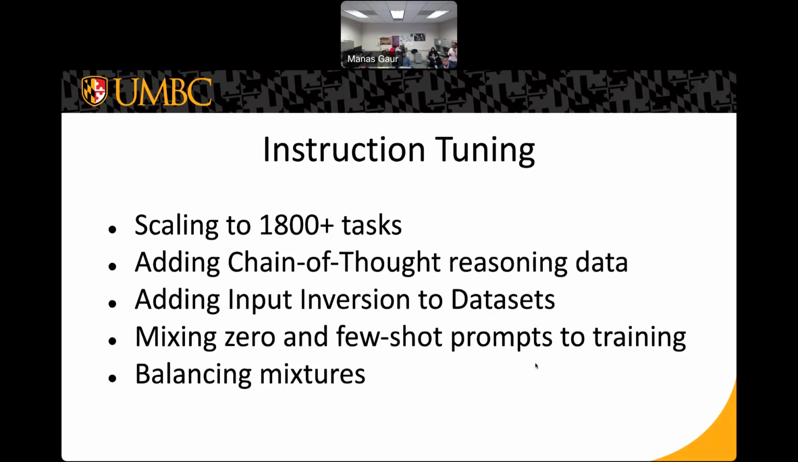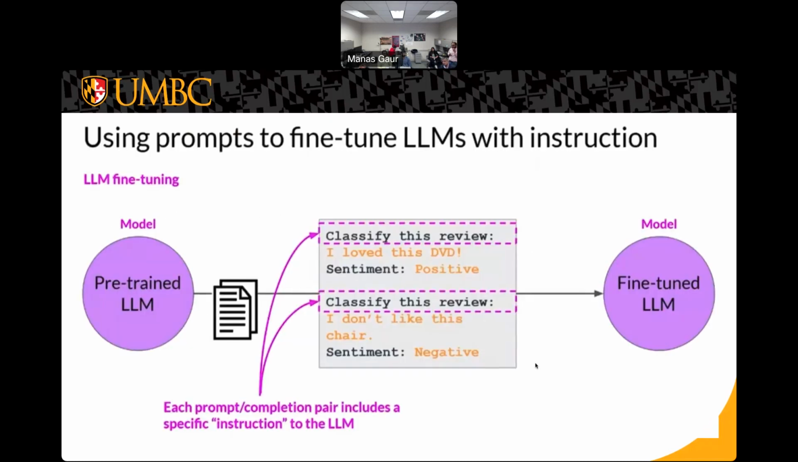Now coming to the previous model, it will be easier to understand what instruction fine-tuning is. Instruction fine-tuning is where you give the model an instruction. For example, you tell the model to classify this review. You have the review: I love this DVD. If you have an example saying that the sentiment is positive, and you have a subsequent example like I don't like this chair, it is now easier for the model to predict that the example is of a negative sentiment.